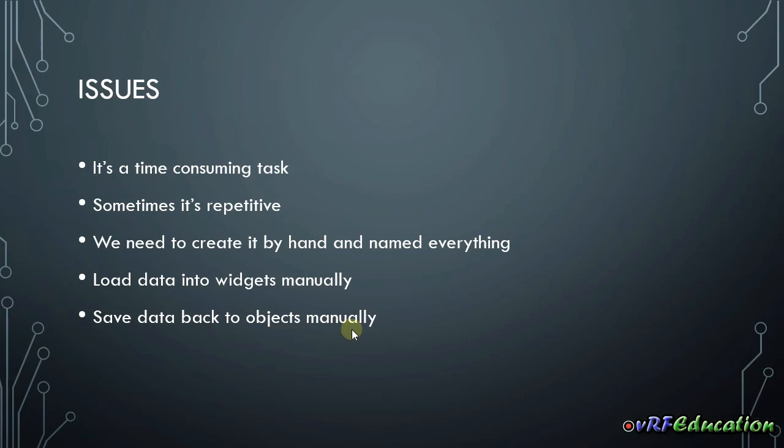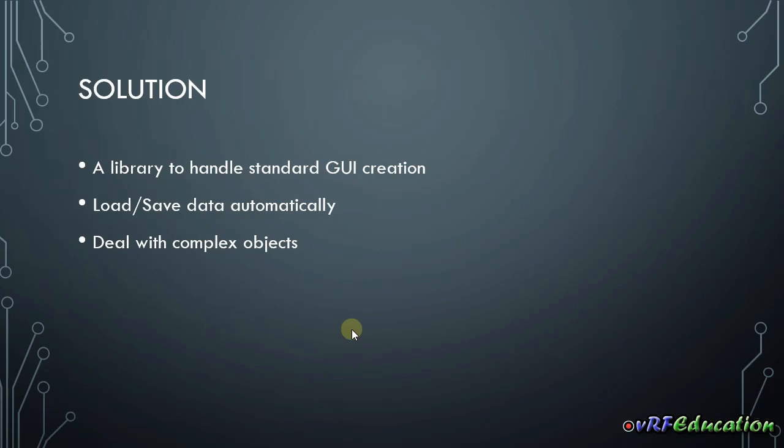So I thought a lot about these problems and issues, and I came up with the idea to create a library to handle creating a standard GUI for our application, or for our objects inside an application, and load data automatically into widgets on that form, and then save it back to the object. And it also deals with complex objects. For example, imagine that you have an object inside another object. It can easily deal with that without any need to write code.